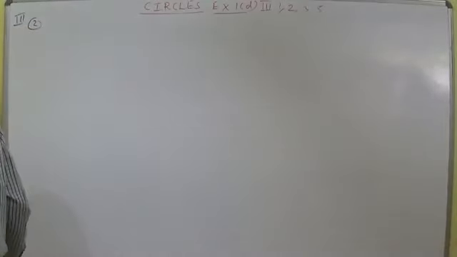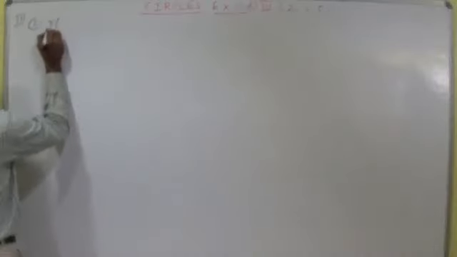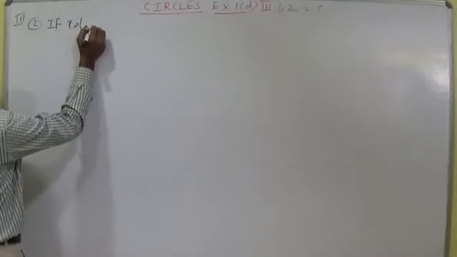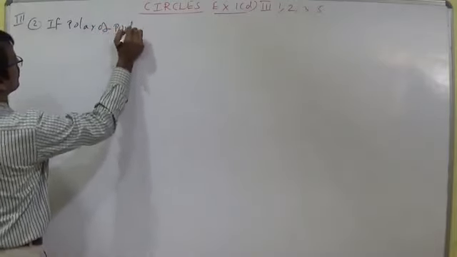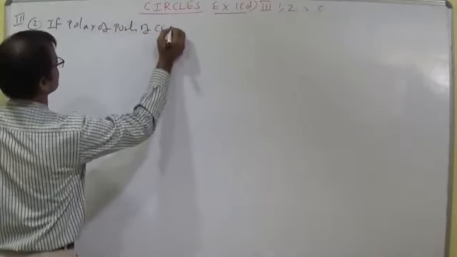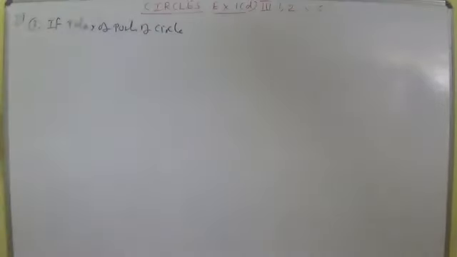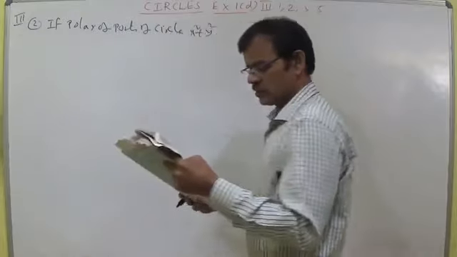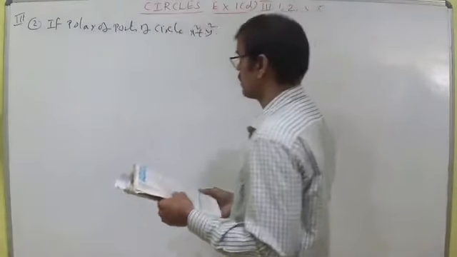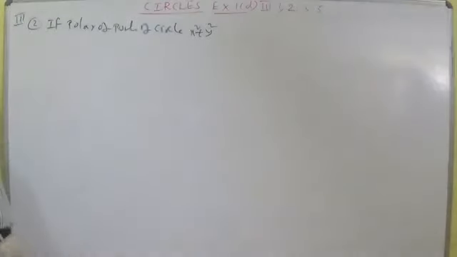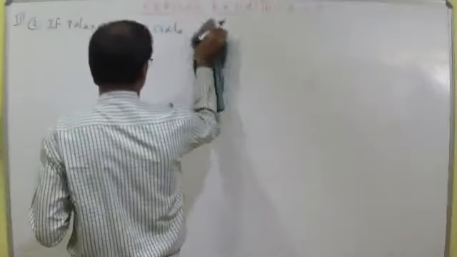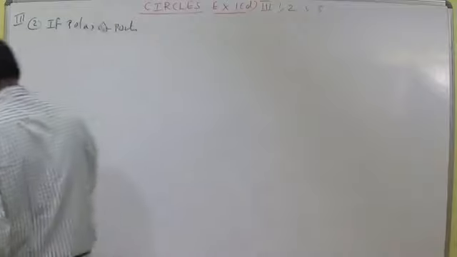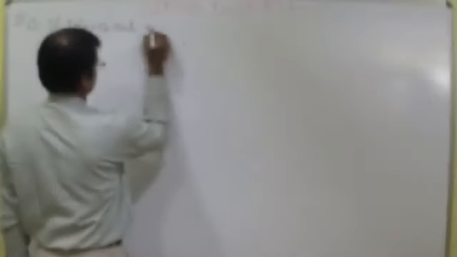If polar of points on the circle x square plus y square, polar of points on the circle.